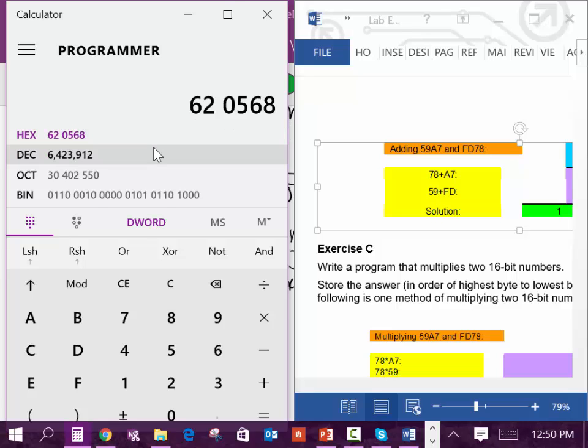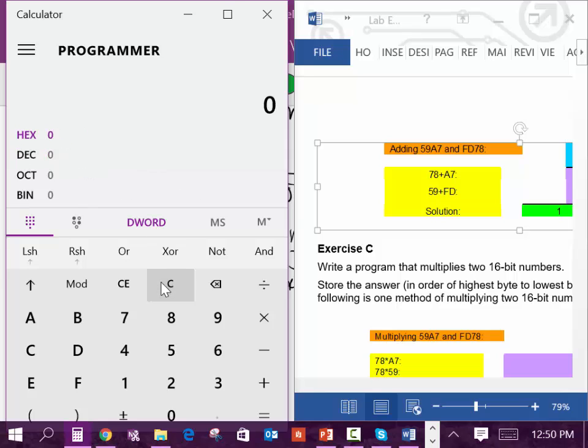and that's... did I hit add there or did I hit multiply? Let's start this again. 59 A7 plus FD 78.